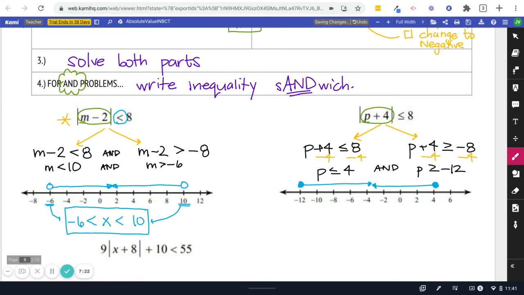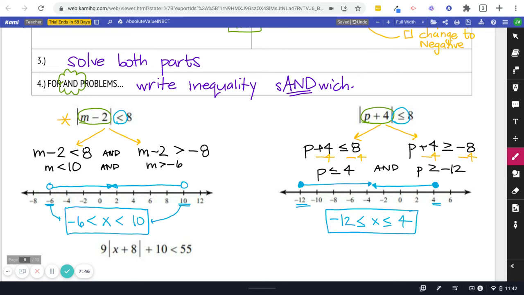Then we're going to finish with our sandwich. Negative 12 is the low number. 4 is the high number. X is the turkey. We're going to sandwich x between those two numbers. Now, here's the wrinkle. Is there an equal to? There's an equal to. There's our answer.